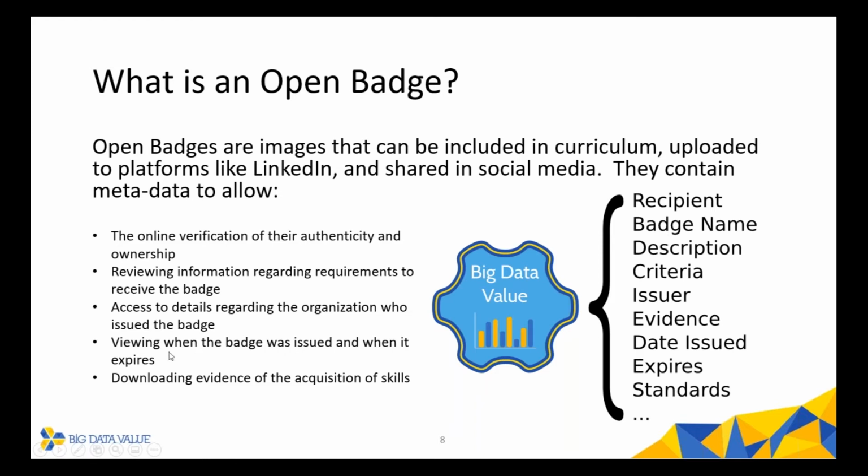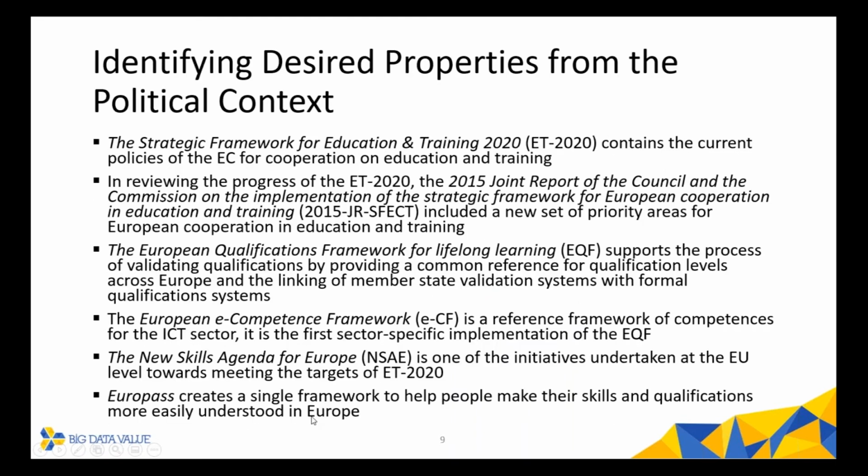It allows, for example, people that view the contents of the badge to be able to review information regarding the requirements of the badge. It allows access to details regarding, for example, the organization who issued the badge, like maybe a link, the name of the institution, and so on. Information about when the badge was issued, when it expires. So, for example, certificates often expire after a certain amount of time. Badges can also expire after a certain amount of time, requiring the recipients to do a certain amount of retraining. And then lastly, there's a possibility of downloading evidences that I already mentioned.